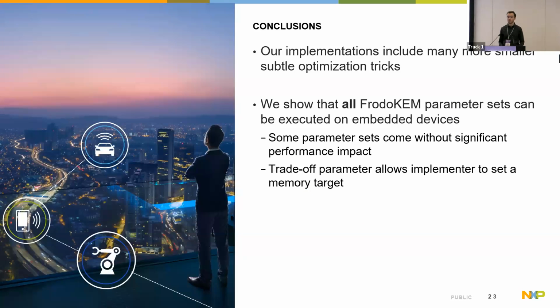So to conclude, I've shown you some of the key ideas of how we made these 2 implementations. There are, of course, a lot more smaller details to this, which include some more subtle optimization tricks. But with these 2 implementations, we show that it's possible to run all the parameter sets and all the versions of RotoCam on embedded devices, which are very limited in memory. And we show that this is even possible for some of the parameter sets and some targets without having a significant impact on the performance. And by using this trade-off parameter, we allow an implementer to set a specific memory target as well.